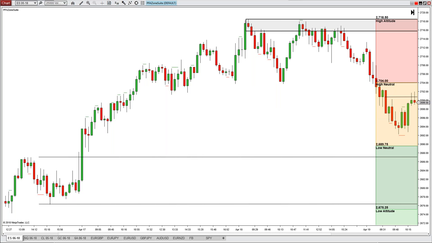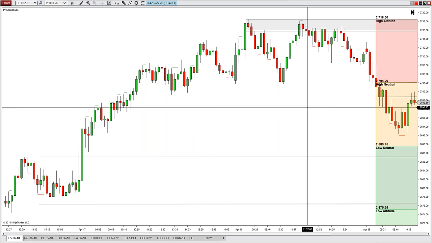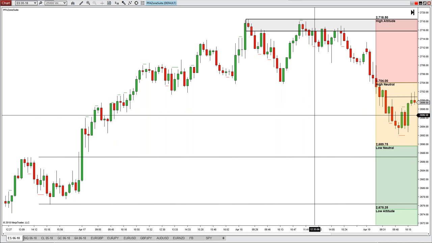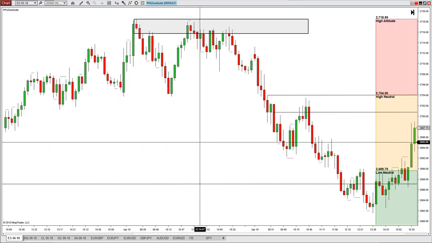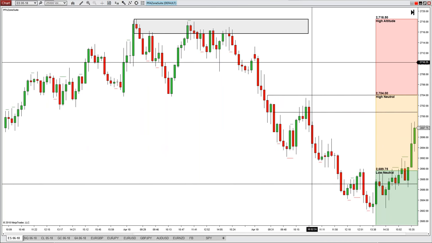Does that make sense? Good. So the next question I've got for you is from Tom. He's asking, are the zones being created from a higher time frame? No. Pretty simple, pretty straightforward, right?